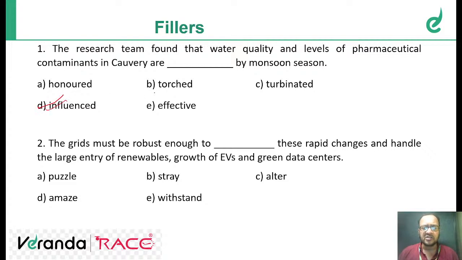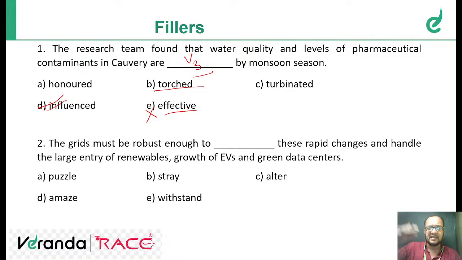Honored, torch. Torch means burning a building or burning a very big structure, just inflaming it, burning it. So effective cannot be an answer because it should be a verb form, R plus V3. So effective cannot be the answer. Next question is, the grids must be robust enough.